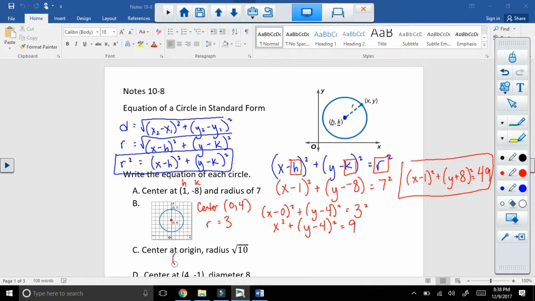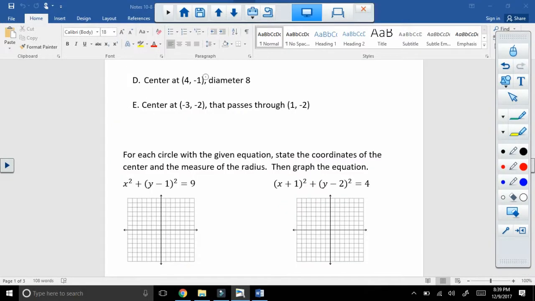For this next one, the origin would be 0, 0, and the radius is the square root of 10. This one cleans up really nice, a little better than maybe what you would think. When you subtract 0 and subtract 0, it's going to just be x squared plus y squared. And think about what happens when you square a square root. This would be the square root of 10 squared, which is simply just 10. And that's the way that equation would look.